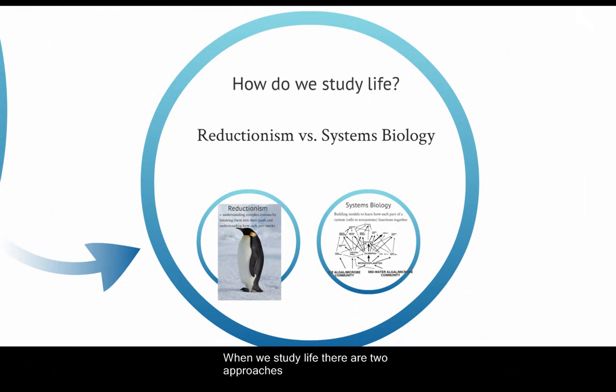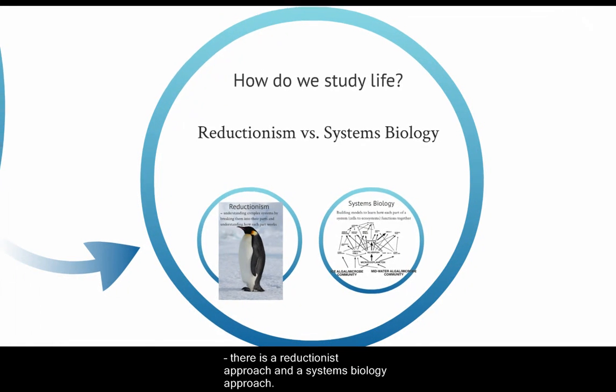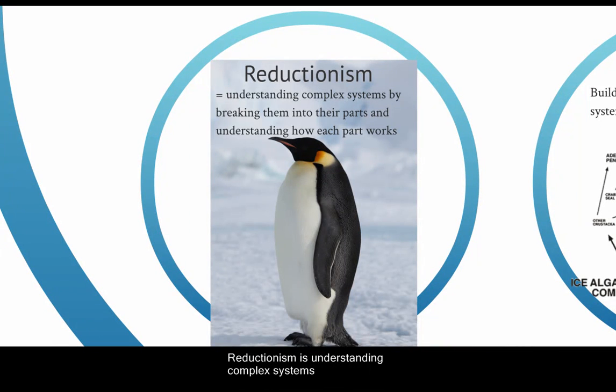When we study life, there are two approaches. There's a reductionist approach and a systems biology approach. Reductionism is understanding complex systems by breaking them into their parts and understanding how each part works. So here we have an emperor penguin. If we wanted to understand emperor penguins, we would look at all of the body parts. We would dissect some penguins. We would look at the feathers under a microscope. We'd look at all the individual parts and assume that if we understood all those parts, we would then understand the emperor penguin.